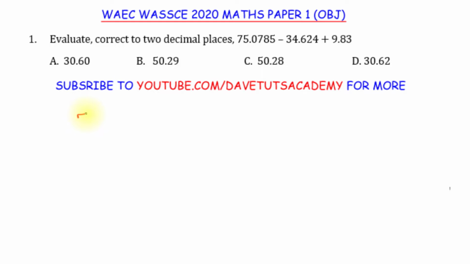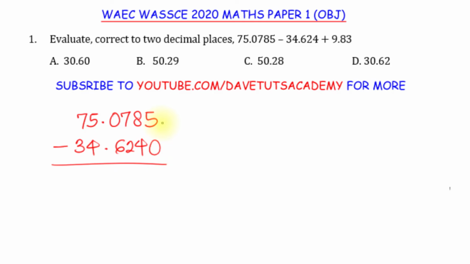So we can say 75.0785 minus 34.624. Now, 34.624 has 3 digits to the right of the decimal place, and because it's not having any additional number, this particular location is as good as if you are having 0, so that we can carry out the operation seamlessly. Now we have the same number of decimal places in the first case as in the second case, so we can just go ahead to subtract that.